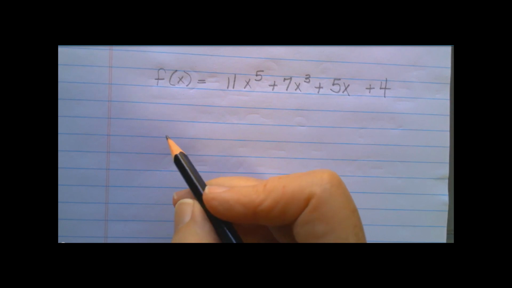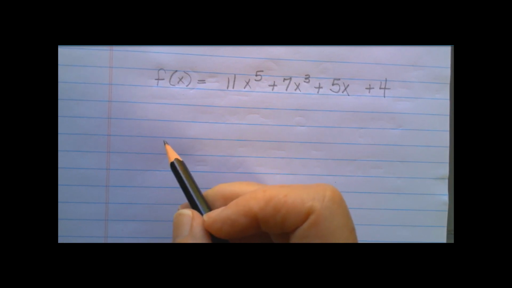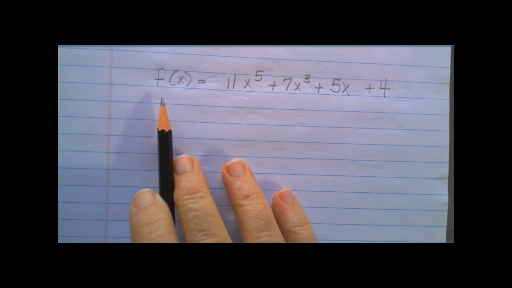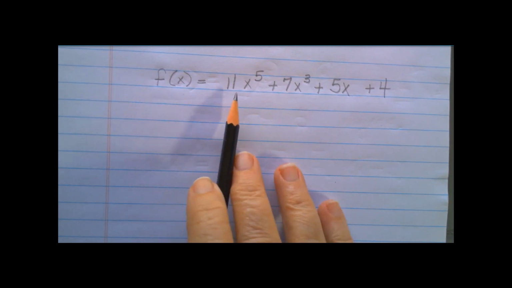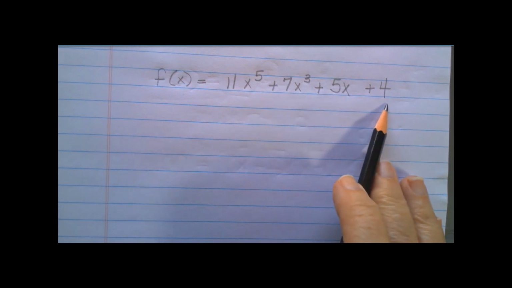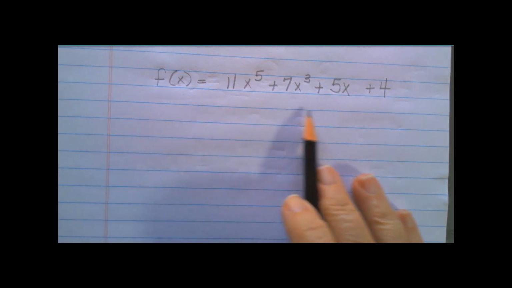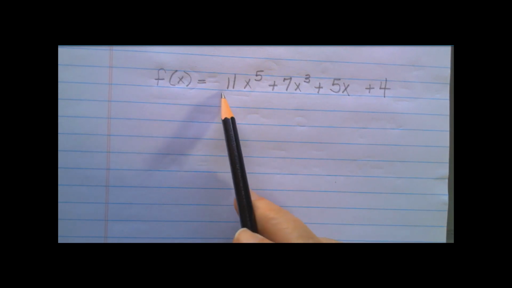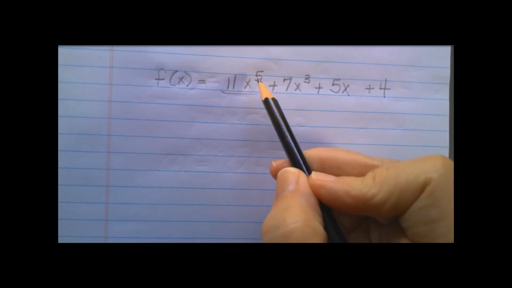We're going to do a quick review of how to find the degree, the leading coefficient, and the constant value in a polynomial. So we'll start with this polynomial, f of x equals 11x to the fifth plus 7x to the third plus 5x plus 4. This polynomial is in standard form. What that means is we start with the highest degree, so we'll go ahead and circle that.